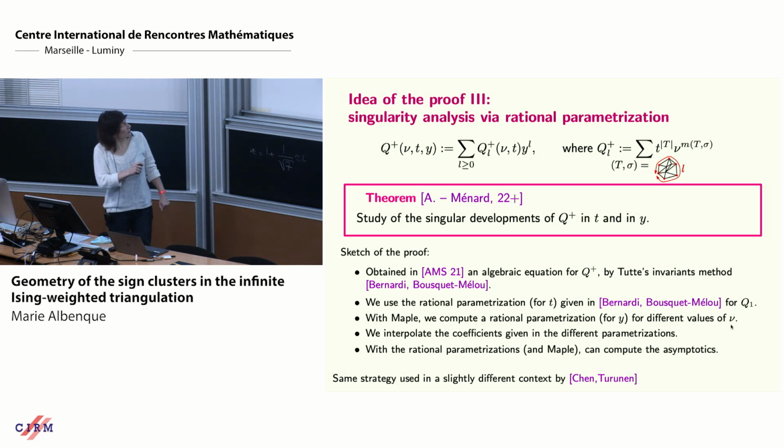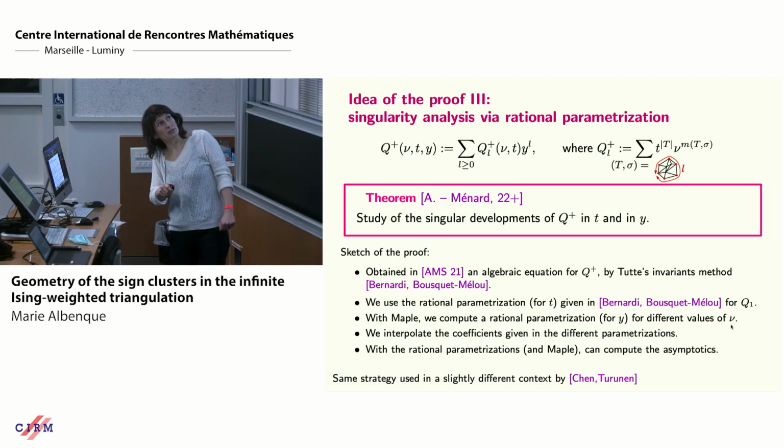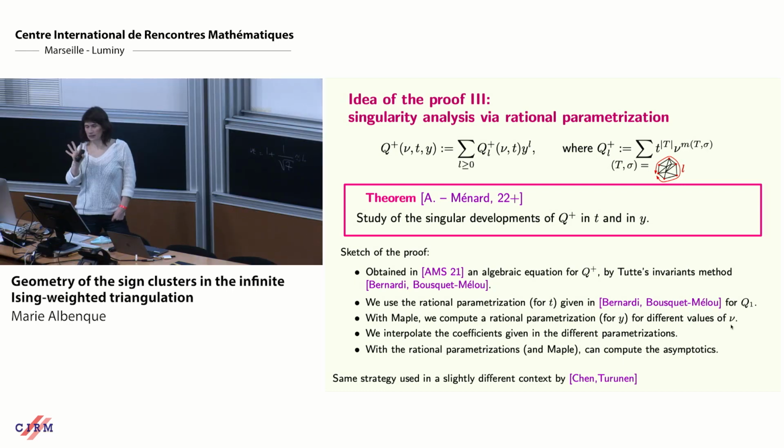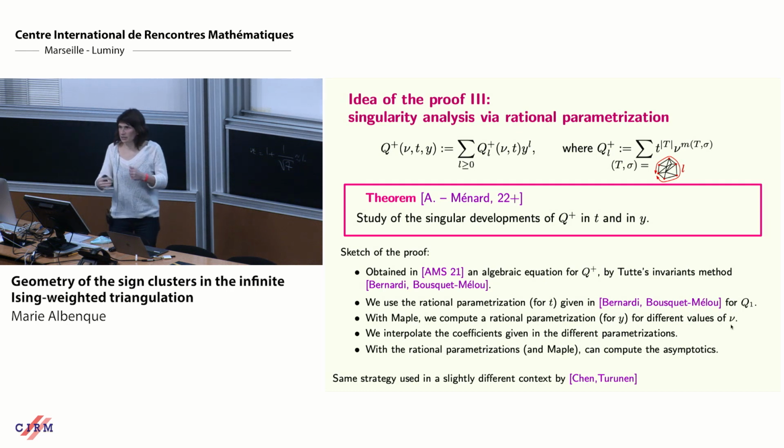Okay? So here you see we have two variables. We have T, which is the size of the map, and we have y, which is the length of the boundary. So Q1 is fine. And we also have an algebraic equation for the full series with both variables. So what we did is that we took the algebraic equation we have here, and we replaced T by its parameterization given by Bernardi and Bousquet-Mélou. So we get rid of T. We only have y.